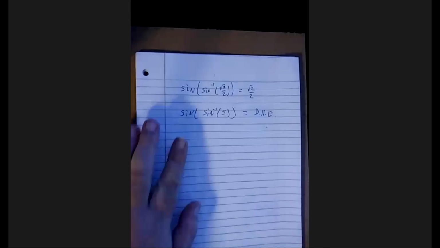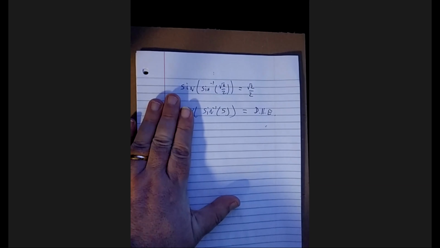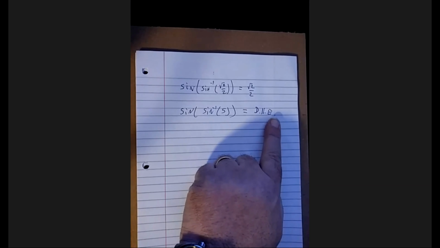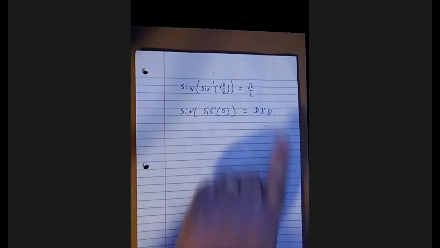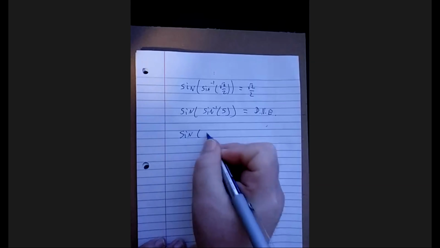And it's for this reason. The inverse sine of 5 doesn't exist. There is no angle in the universe, real angle in the universe, whose sine is 5. Since that is impossible, the question is impossible, and that's why you would write does not exist. Now, what happens when you do something like this?